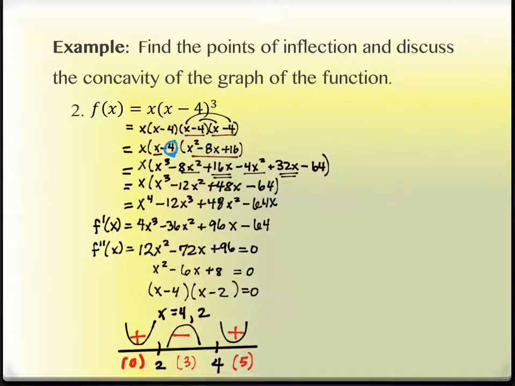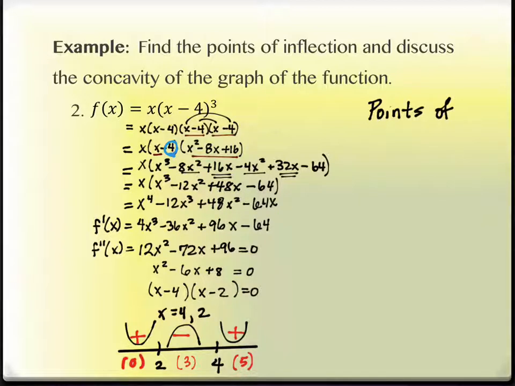Now, it talked about discussing inflection points and discussing concavity. So there's 2 pieces of information we're giving as answers to this question: points of inflection and descriptions of concavity. Points of inflection are places where the concavity changes. What are the x values for where your concavity changes here? 2 and 4.